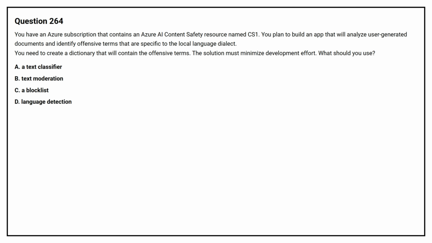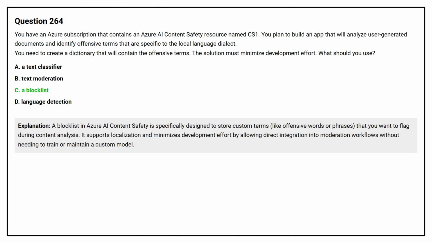Option A, a text classifier. Option B, text moderation. Option C, a block list. Option D, language detection. The correct answer is option C, a block list. A block list in Azure AI Content Safety is specifically designed to store custom terms like offensive words or phrases that you want to flag during content analysis. It supports localization and minimizes development effort by allowing direct integration into moderation workflows without needing to train or maintain a custom model.